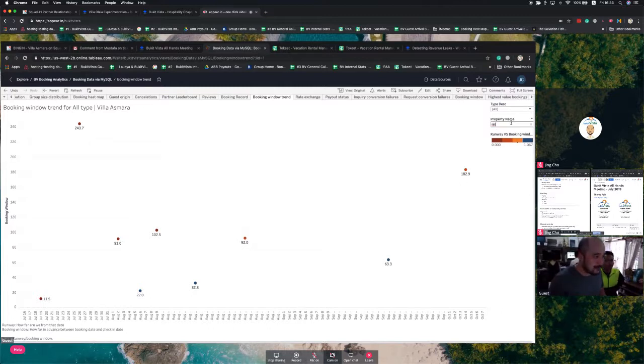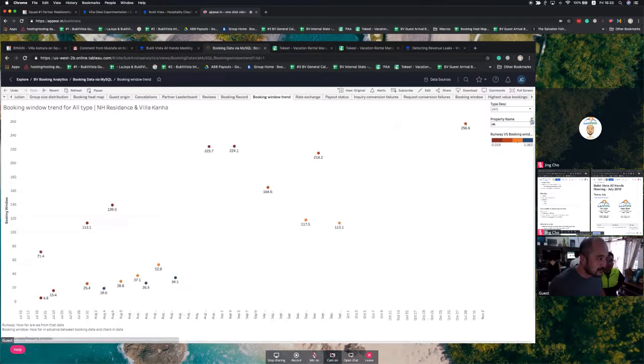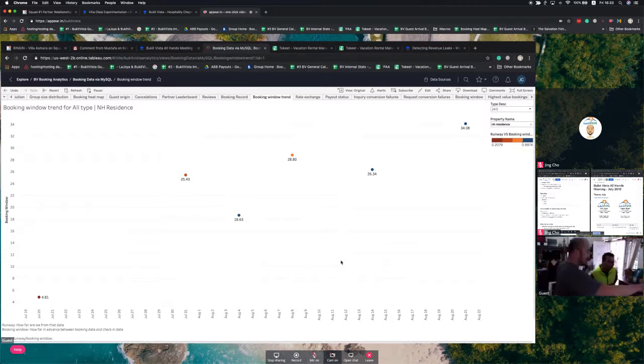Hey, how come I can't select it? Oh, here, NH residence and Villa Kanha. Okay, because NH is in both. You see? 4 days, 25 days, 18 days, 28 days, 26 days, 34 days. Yes, that's a short booking window.